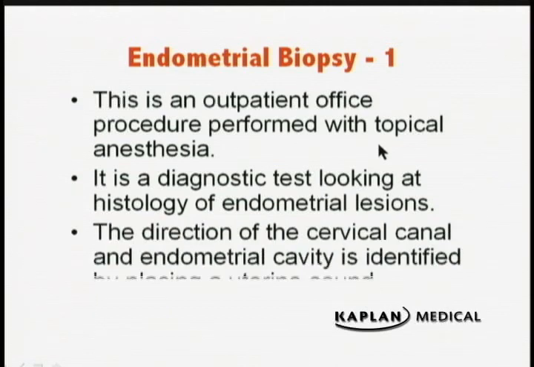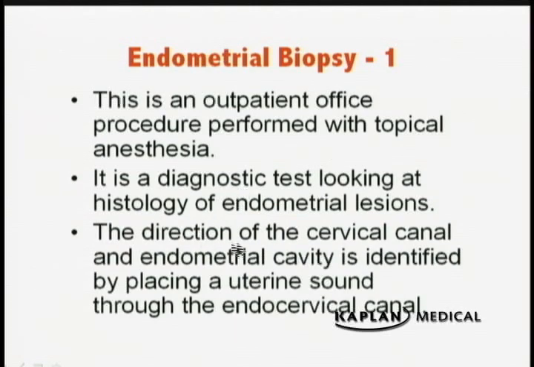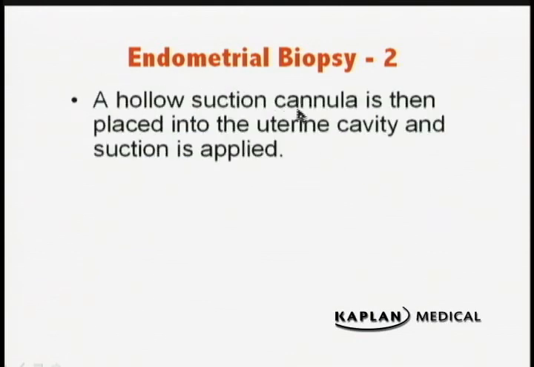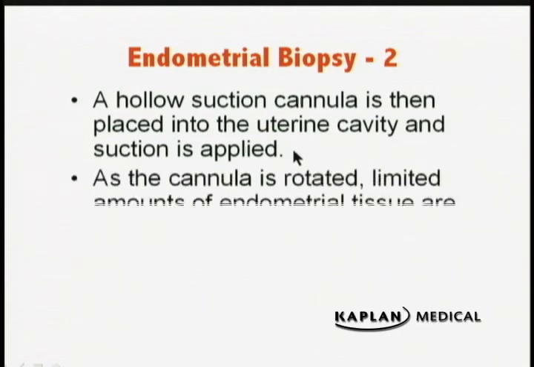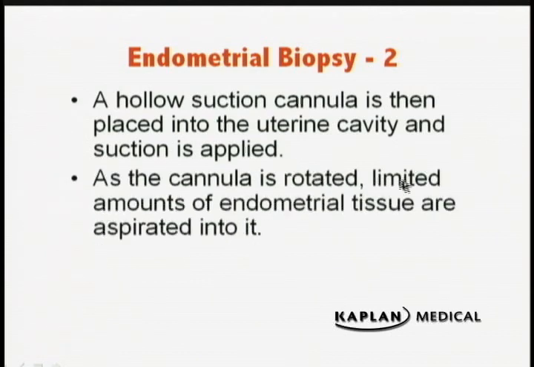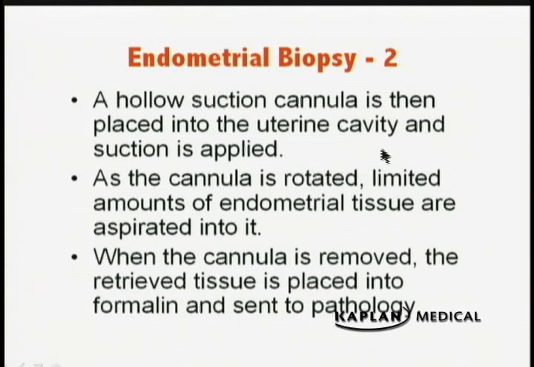You want to identify the direction of the cervical canal with a uterine sound, and you've identified where the uterine cavity is. And this then will help you as you place your cannula. A hollow suction cannula is then placed into the uterine cavity. Suction is applied as the cannula is rotated. Now, you don't get out as much tissue as you would with a D&C, but you get enough, hopefully, to have a histologic diagnosis. So when the cannula is removed, the retrieved tissue is placed into formalin and sent to pathology.